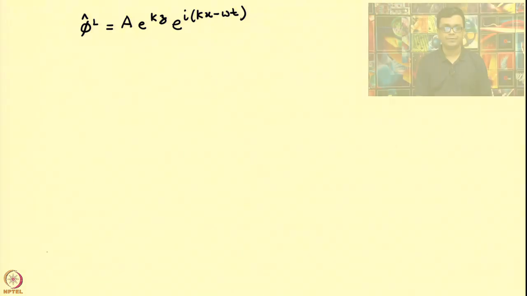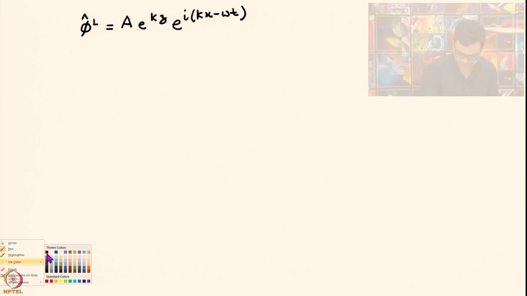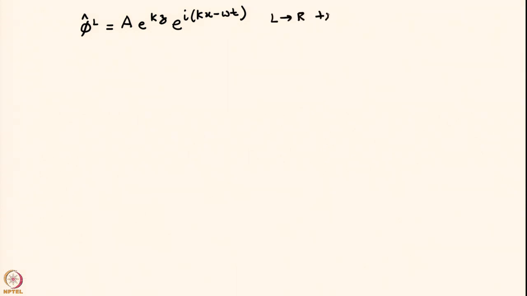So, for the perturbation, which has a hat, I choose A e to the power kz. This we already know is coming from variable separation of the Laplace equation. And then a left to right traveling wave. So, we will choose for our perturbation velocity potential a left to right traveling wave, indicated by the minus sign here. Similarly, for the perturbation velocity potential in the upper fluid, we do the same thing, B e to the power minus kz e to the power i(kx minus omega t).